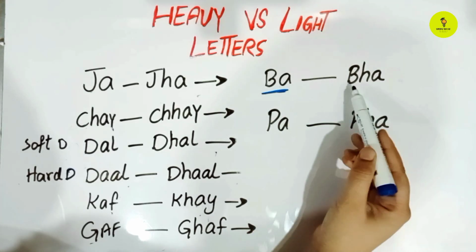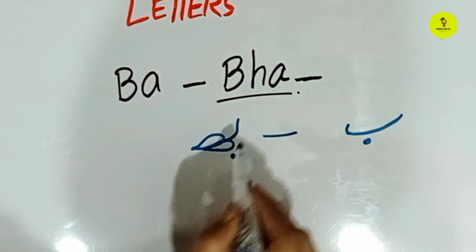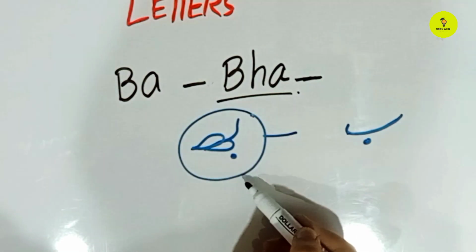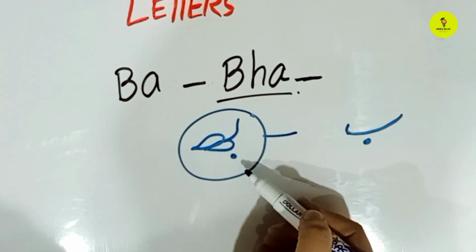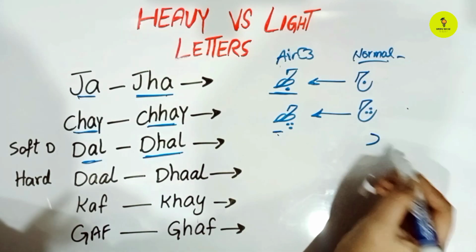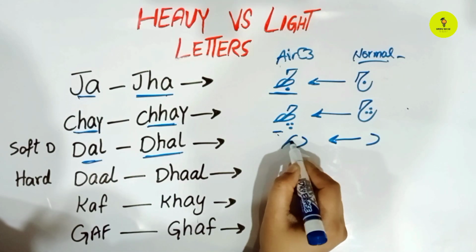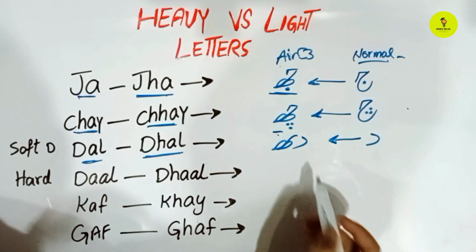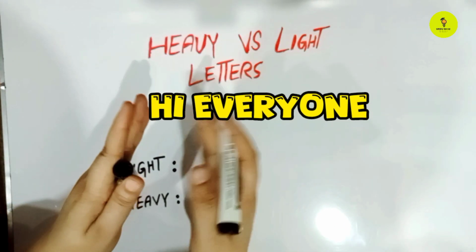Ba, bha. This is the heavy letter dal and dhal. Put your hands in front of your mouth and say pa.